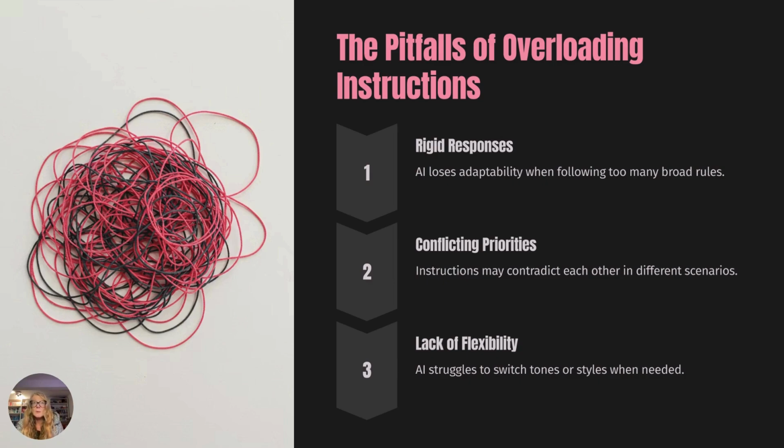AI models work by predicting the most relevant words based on patterns in data. But if they're overloaded with instructions, they sometimes overcorrect, making responses sound robotic, awkward, or overly structured. Instead of trying to control every aspect of AI's behavior at the top level, a better approach is to set evergreen high level preferences there and leave specific details for individual prompts or custom GPTs.